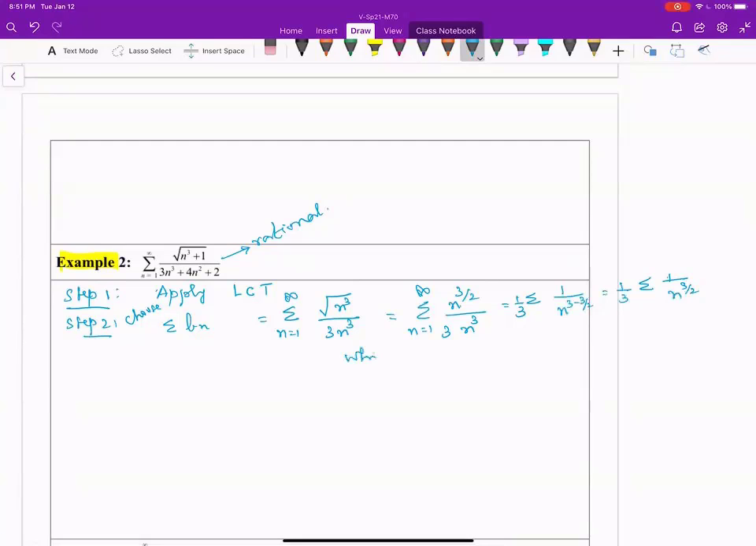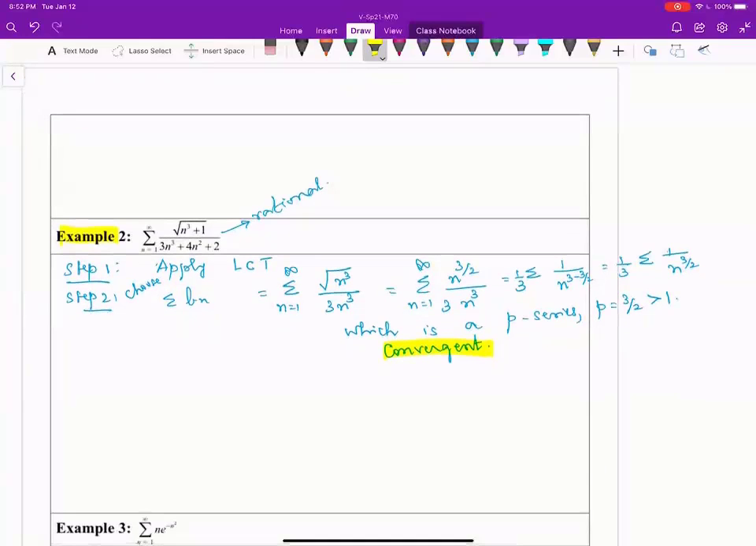Which is a P-series with P equal to 3 halves, which is more than 1. So it is a convergent P-series. Now we have chosen a series by choosing the highest power of the numerator over the highest power of the denominator. Then we are going to apply the limit comparison test, which is an over bn, and then taking the limit.